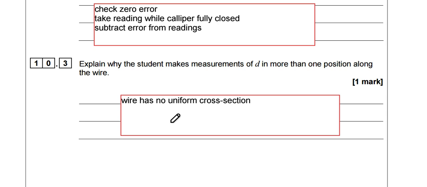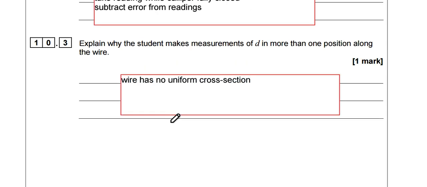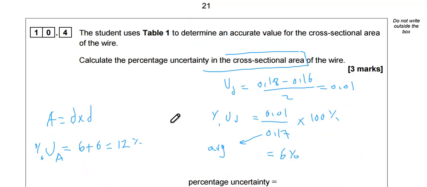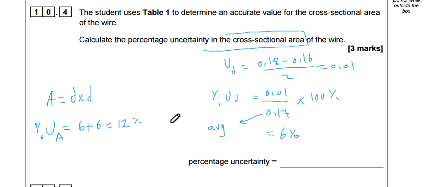Because the student knows that the wire maybe has no uniform cross section. So uncertainty in cross section means we need uncertainty in diameter squared, or to add the uncertainty in diameter twice, or multiply by 2.